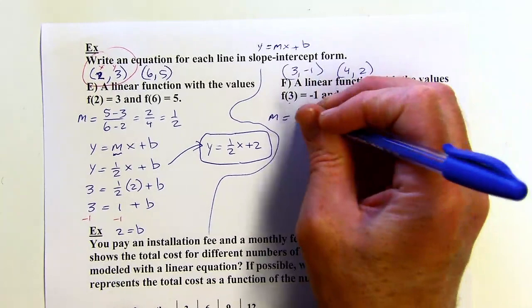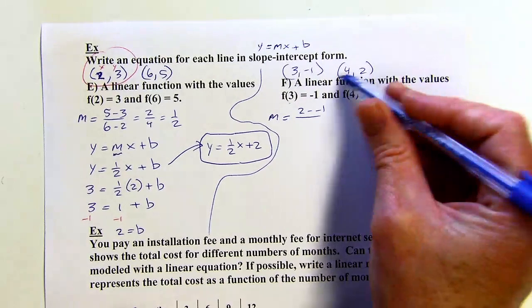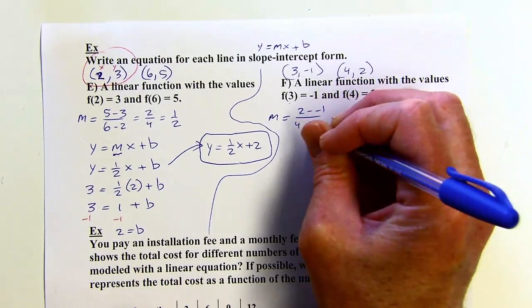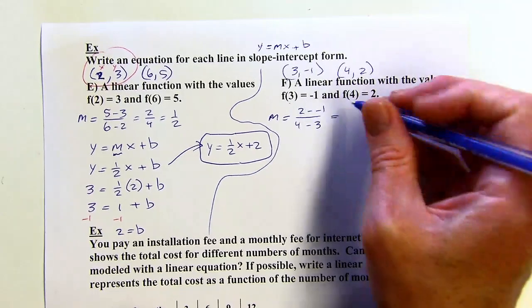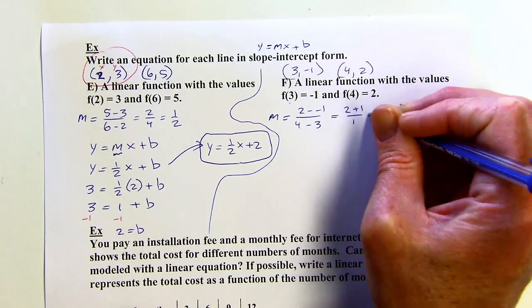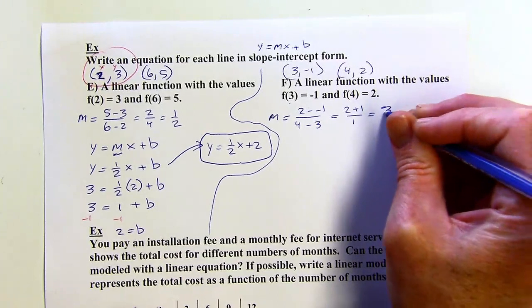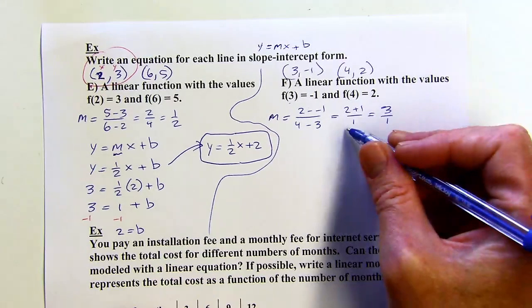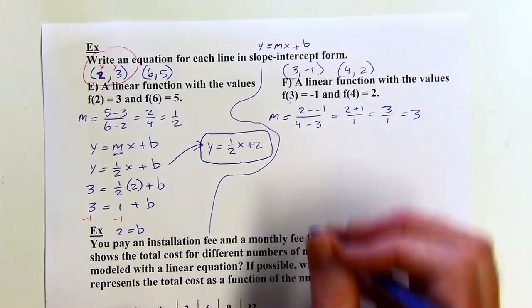2 minus -1 for my y's in the numerator, and 4 minus 3 for the x's in the denominator. So that would be 2 plus 1. So I've got 3 over 1, and that's just 3. So my slope is 3.